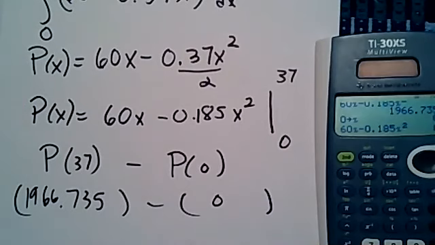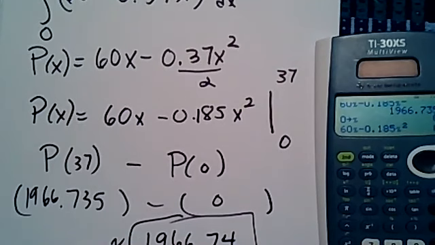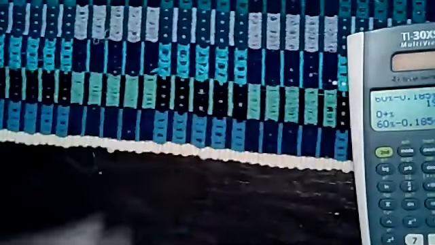They want all these, find the profit or the revenue or whatever, in dollars and cents. So this is going to be 1966.74, so $1,966.74. Okay. The next one does have an E in it, so I want to make sure I work that one for you.